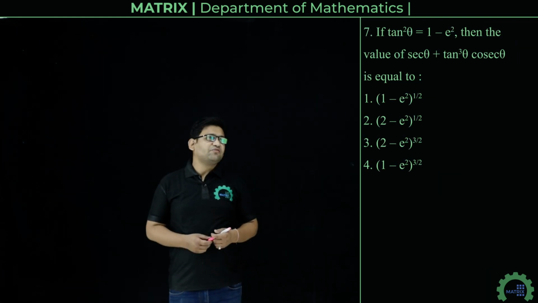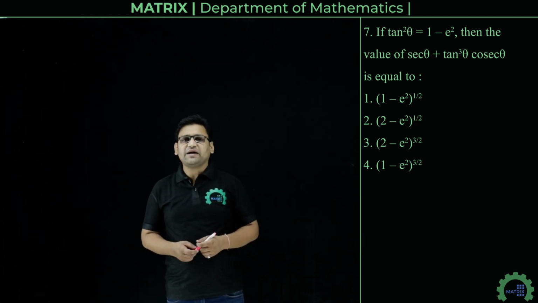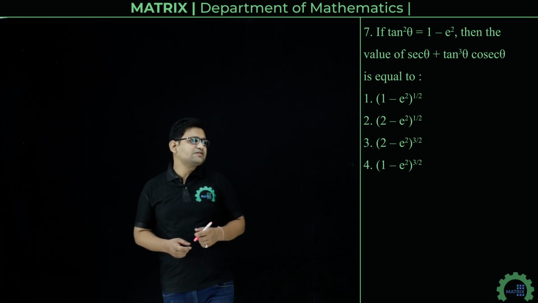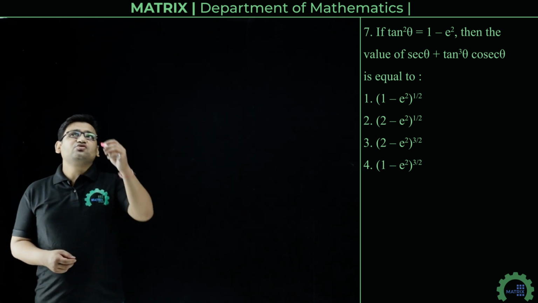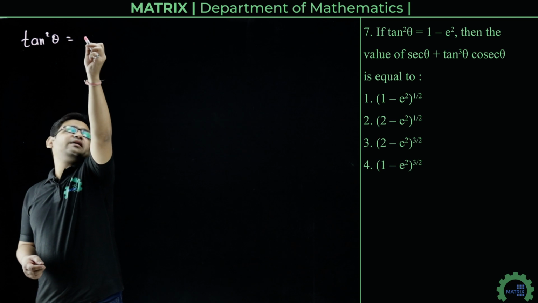The next question is of trigonometry, in which it is given that tan square theta equals 1 minus e square, and we have to find the value of sec theta plus tan cube theta into cosec theta. Alright, so we are given tan square theta equals 1 minus e square.